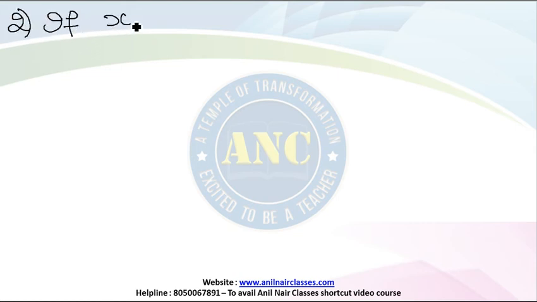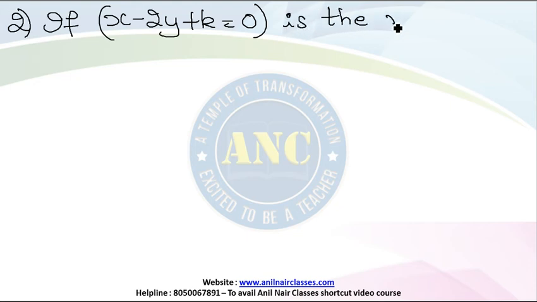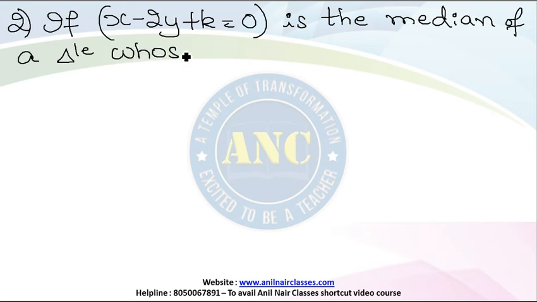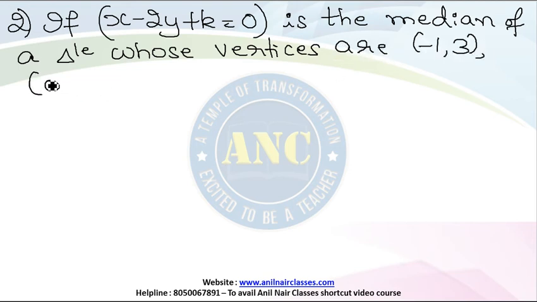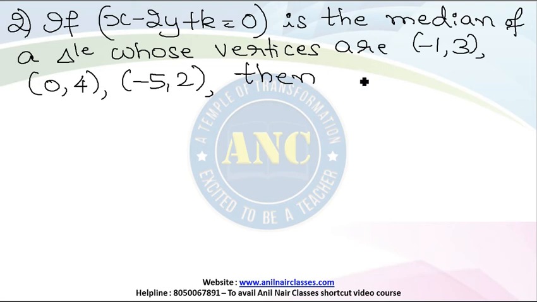Suppose x minus 2y plus k equal to 0 is the median of a triangle. That means the equation of the median, which is basically a straight line, is given as x minus 2y plus k equal to 0, and the triangle's vertices are given as minus 1, 3; 0, 4; and minus 5, 2. Then find the value of k. Find the value of k is the question.